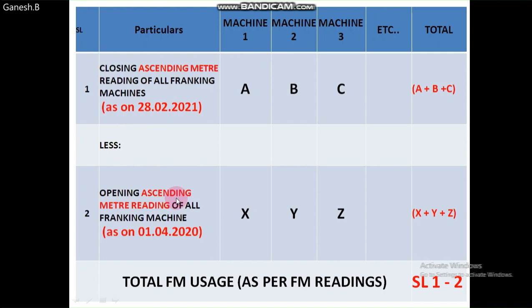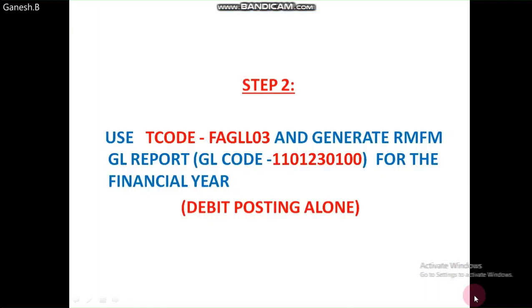This is nothing but the difference between the closing ascending meter reading and the opening ascending meter reading. As on 1/4/2020, x plus y plus z. This is the total of the opening ascending meter reading as on 1/4/2020. We are going to find the difference, and the difference between these two is the actual revenue generated by using RMFM. This is step 1.